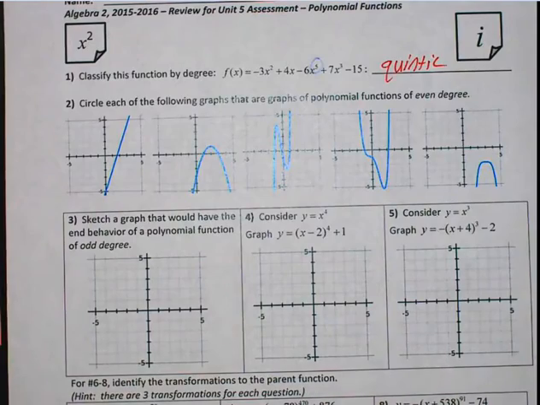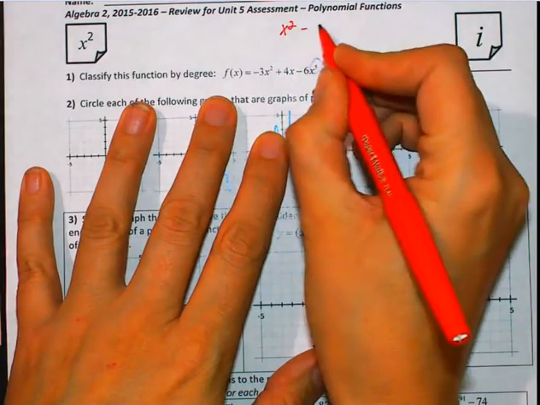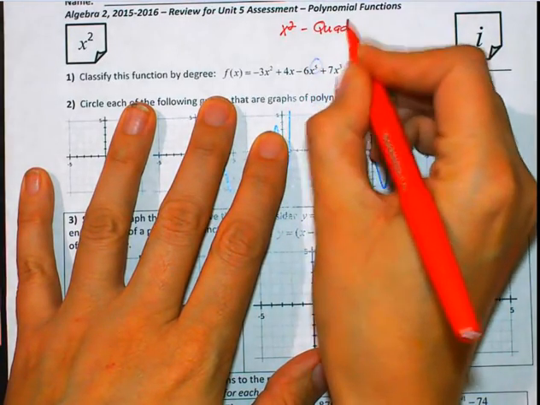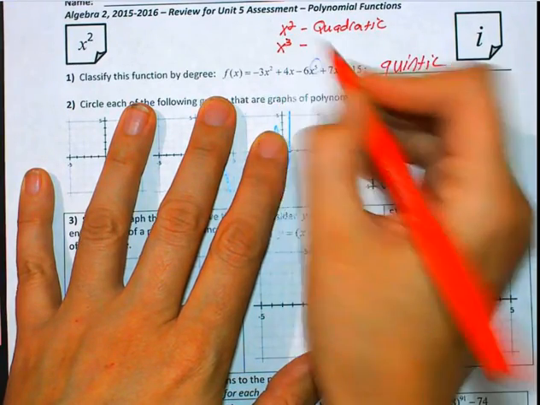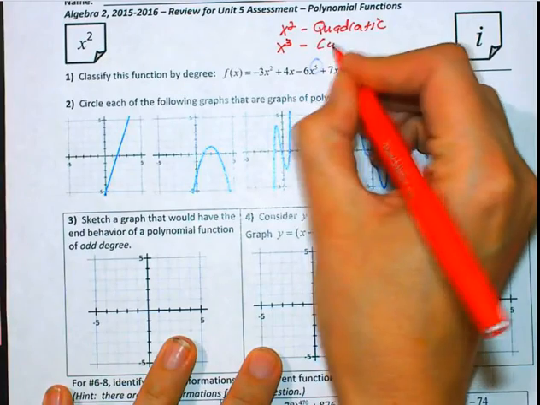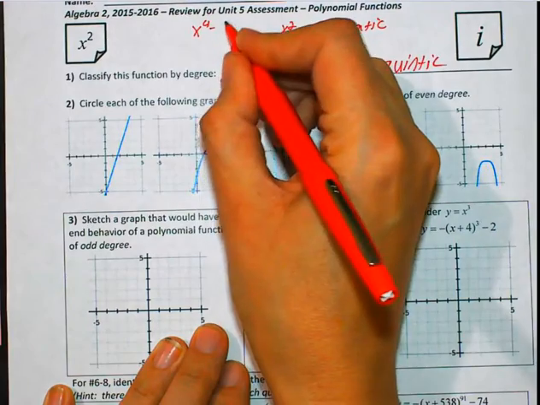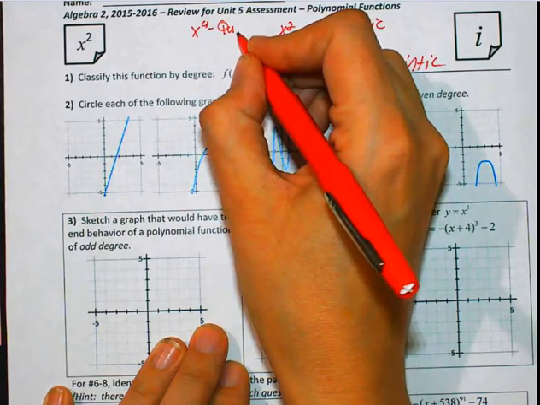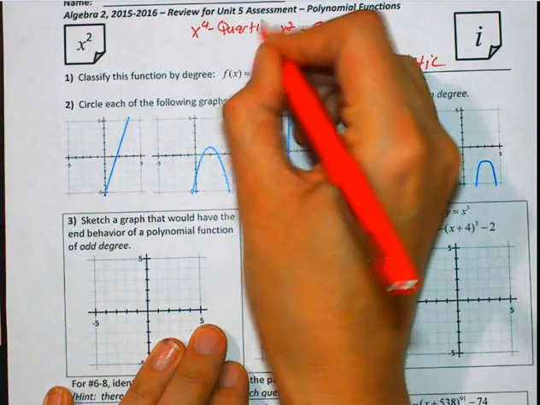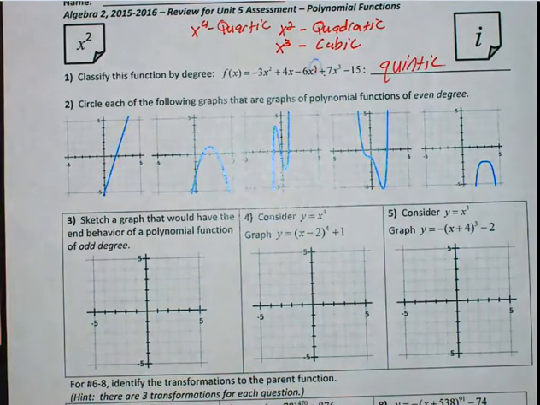Okay, remember that if the highest degree is 2, so like x squared, that would be quadratic. X to the third, the highest degree is 3, that's cubic. And then x to the fourth is quartic. Okay, so again, we're looking for the highest degree. So the highest degree for this one is 5, so that is quintic. Let's look at the next one.